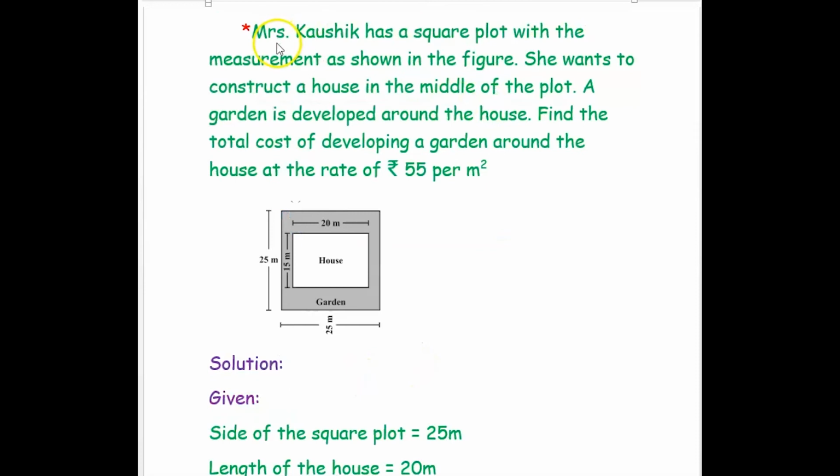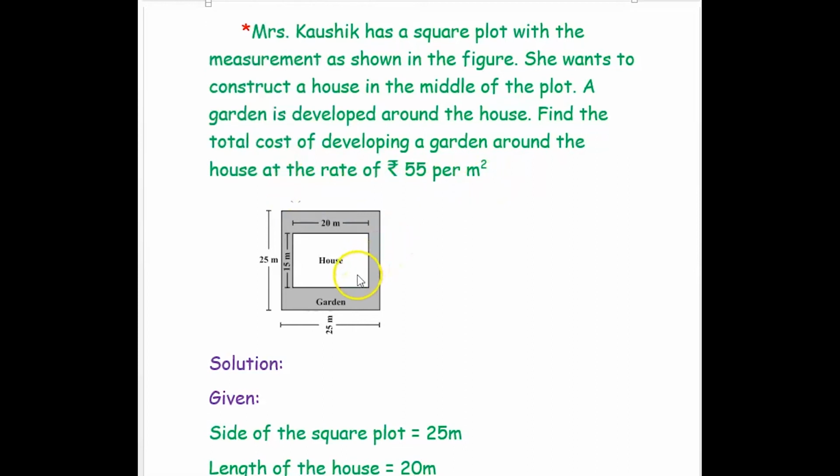Our next word problem is, Mrs. Kaushik has a square plot with the measurements as shown in the figure. She wants to construct a house in the middle of the plot. A garden is developed around the house. Find the total cost of developing a garden around the house at the rate of rupees 55 per meter square.